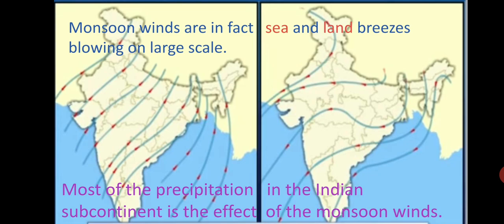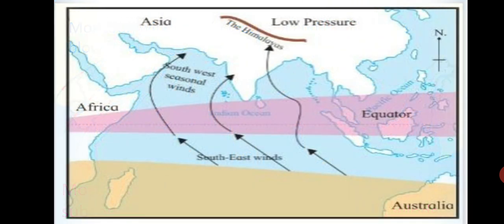Most of the precipitation in the Indian subcontinent is the effect of the monsoon winds after crossing the equator. Now look carefully. After crossing the equator, what happens to these winds? We are talking about the monsoon winds. They blow from the southwest. So above the equator, equator is shown highlighted in pink color. So above it, you can see southwest seasonal winds.